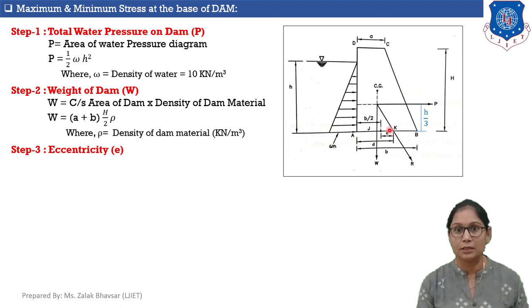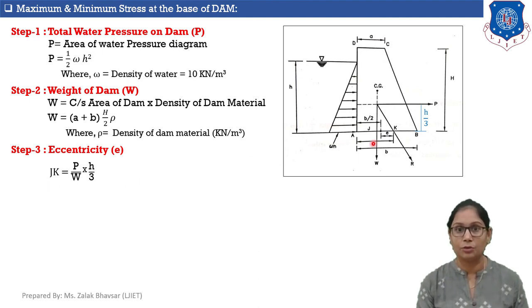Here you can see that this is the eccentricity. Eccentricity is the eccentricity of the resultant from x bar. For calculating eccentricity, first of all we need to calculate the distance JK, where J is the point where W cuts the base of the dam and K is the point where the resultant cuts the base of the dam. So, distance JK is equal to P by W into H by 3. So this is the equation that we will use to calculate JK.